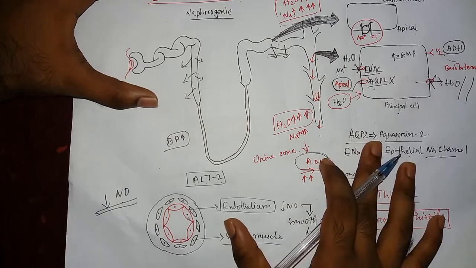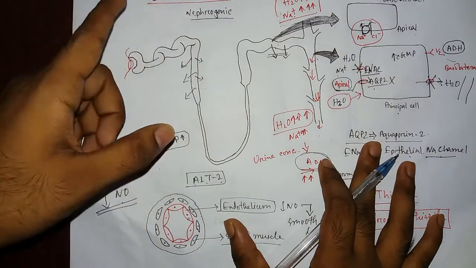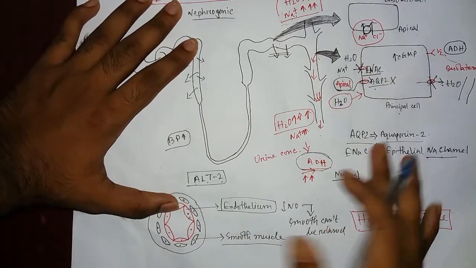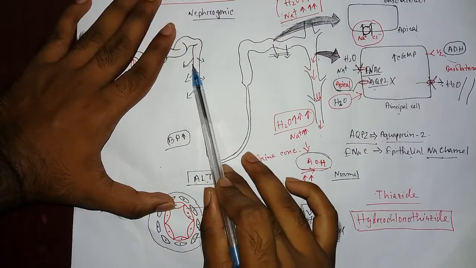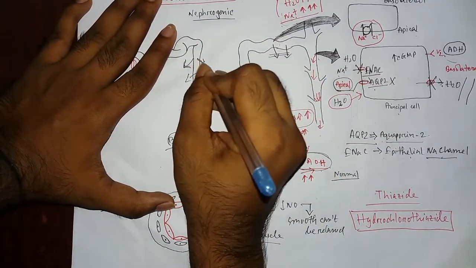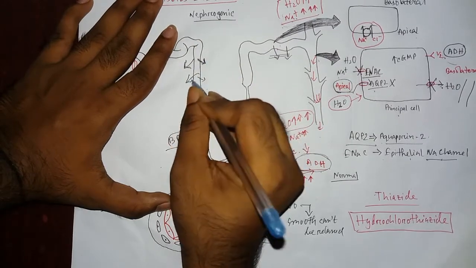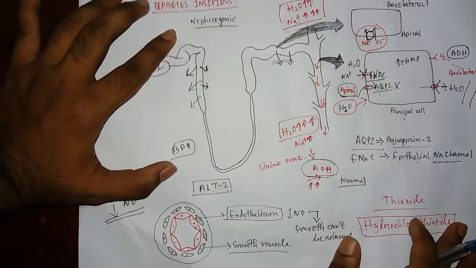So by this paradoxical effect, thiazide increases the concentration of the urine and decreases the concentration of the plasma. Thus, it acts on the nephron to reabsorb more water and more sodium from the nephron. That's why we should use thiazide in nephrogenic diabetes insipidus.